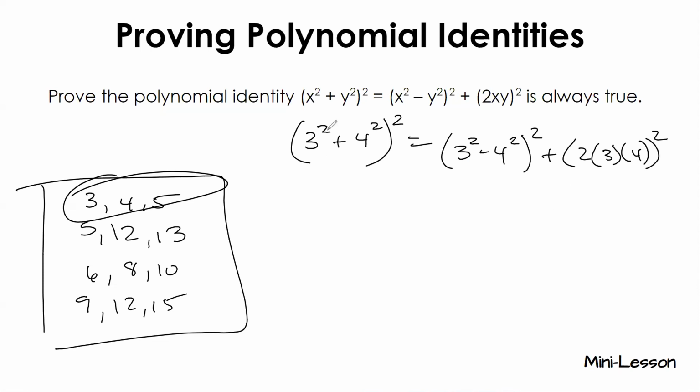So what's 3 squared? What's 4 squared? If I add 9 and 16 together, what do I get? And that's squared, right? All right. Over here, I have 3 squared, which is 9, minus 16. What's 9 minus 16?